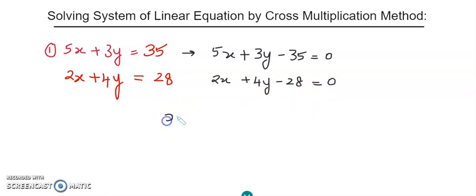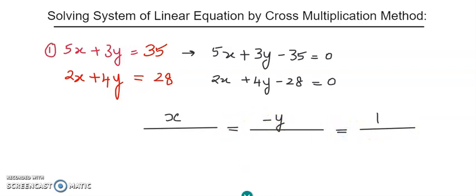You will be writing x, minus y, and 1. Then you will put a divide sign below all the three, and then there will be an equal to sign. Am I clear this much? Again, we have written x, minus y, 1, and then there is an equal to sign.